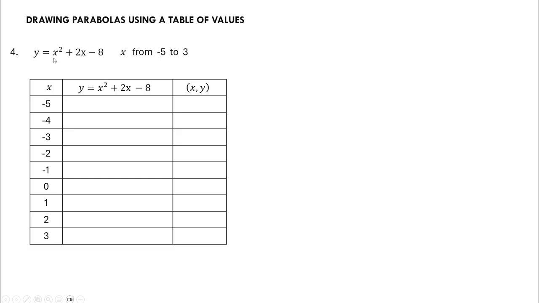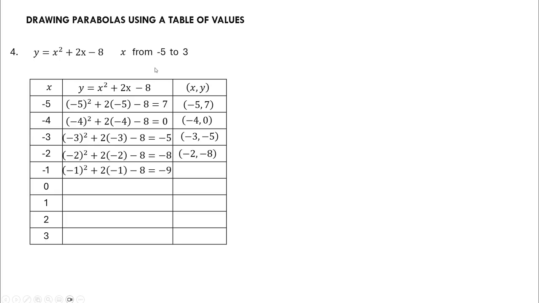This equation is a trinomial, x squared plus 2x minus 8. It has a positive coefficient in front of the x squared, and we're asked to calculate and fill out the table from -5 to 3. So we've got all our x values from -5 to 3. We'll substitute those values in and come up with some corresponding y values. We're generating a whole bunch of coordinates.